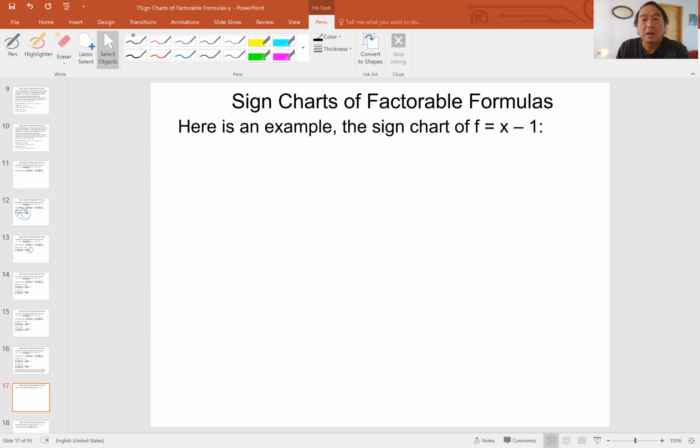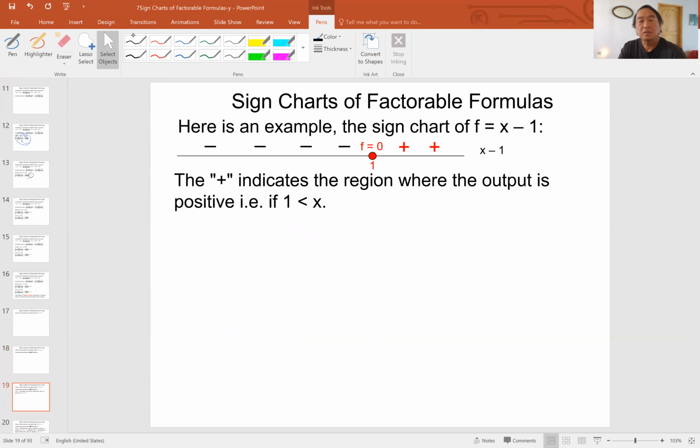Again, the sign chart tells you the sign of the output. In this particular problem, the boundary points, the separation points, are where the output is 0. The 0 doesn't have a sign. It's not positive nor negative. It's neutral. So those are the border points.